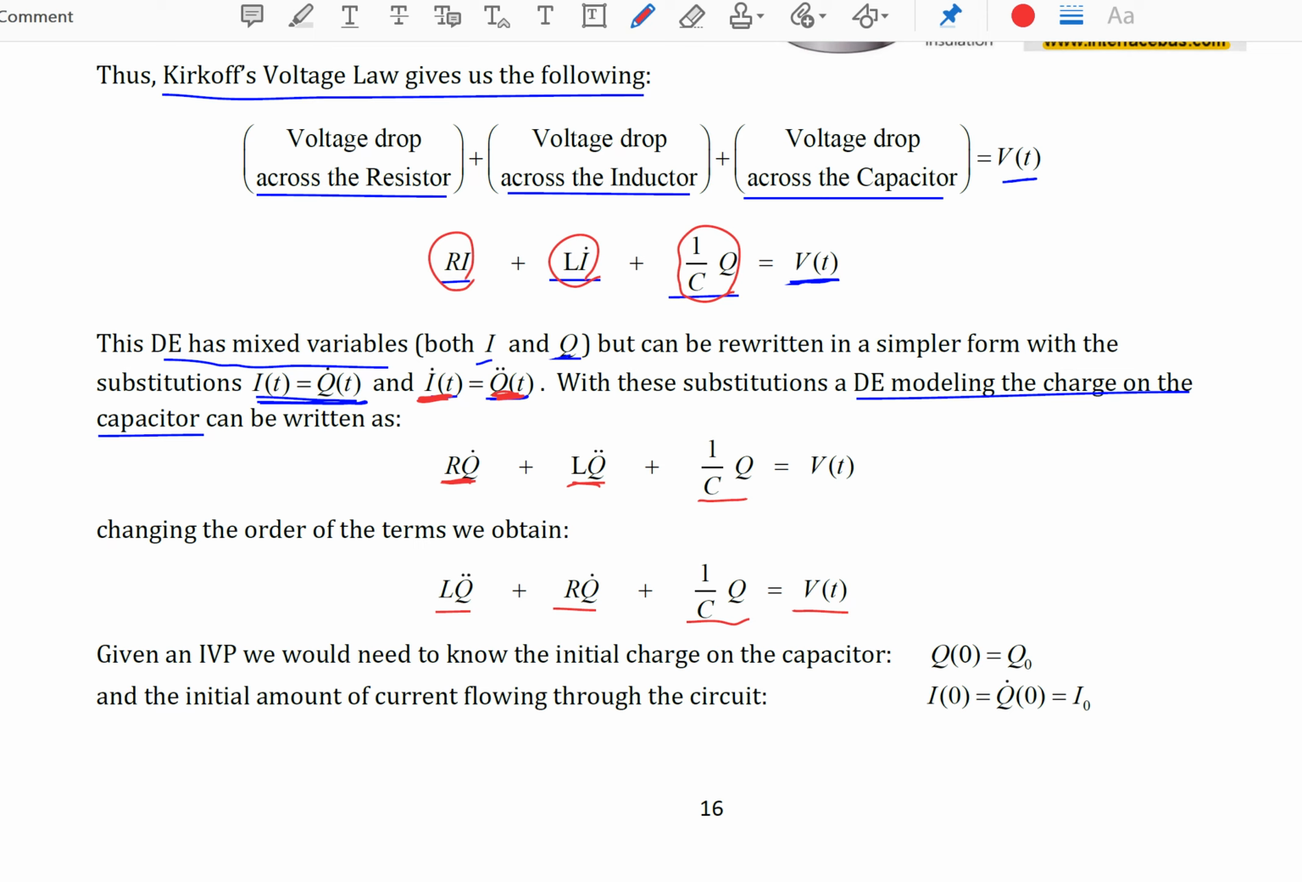If we're given an initial value problem, we would need to know the initial charge on the capacitor, so Q naught, how much charge is on the capacitor, and we would need to know the initial amount of current flowing through the circuit.